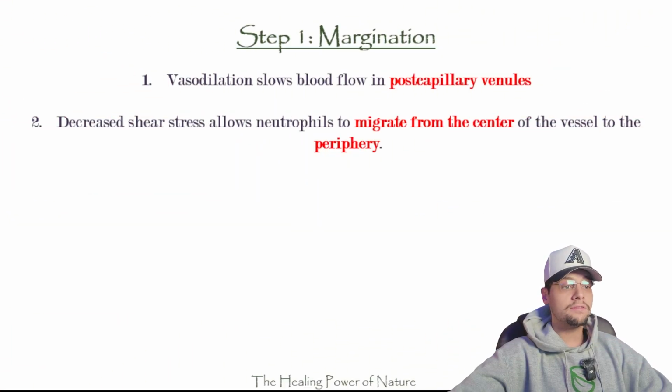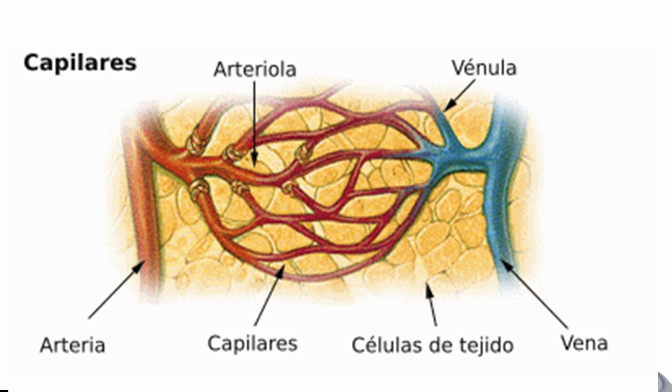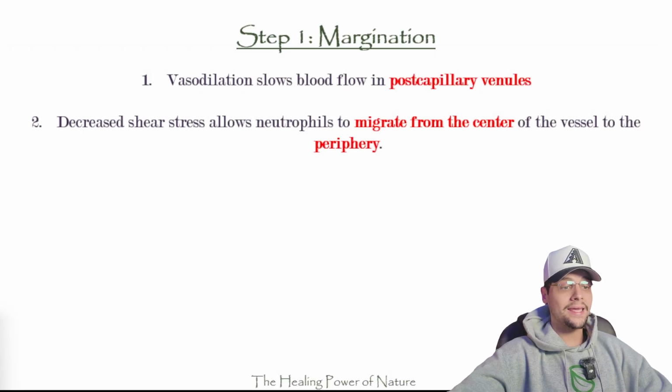The clinical relevance of this: margination occurs predominantly in the postcapillary venules, where blood flow is slowest and endothelial permeability is highest. Some conditions affecting margination would be severe anemia, or low red blood cell count. Neutrophils move to the periphery more easily. Also, polycythemia, or high hematocrit: increased RBC mass forces neutrophils away from the vessel wall.